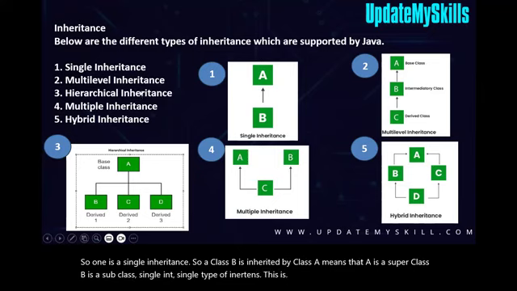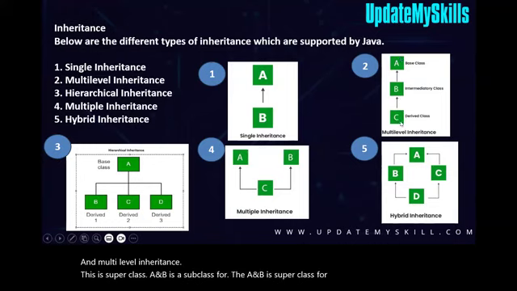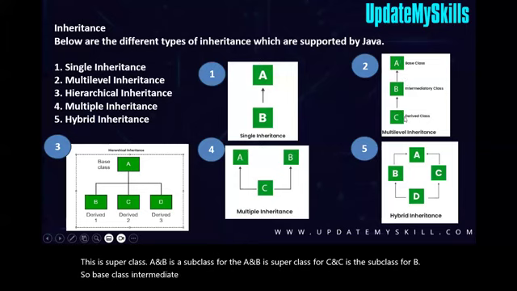And multi-level inheritance: this is superclass A, and B is a subclass of A, and B is the superclass for C, and C is the subclass of B. So base class, intermediate class, derived class, three levels are there. Multi-level, I can go as many levels as I want.